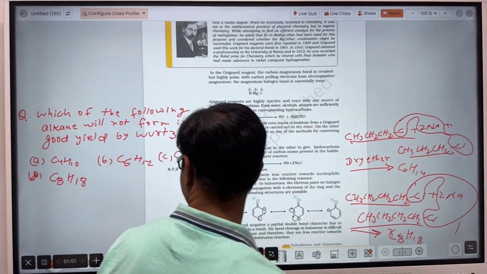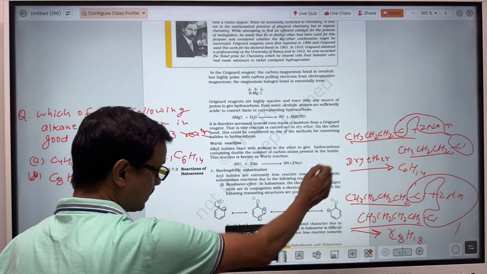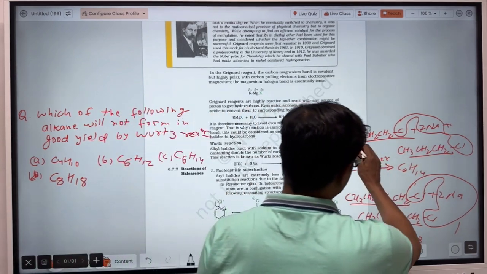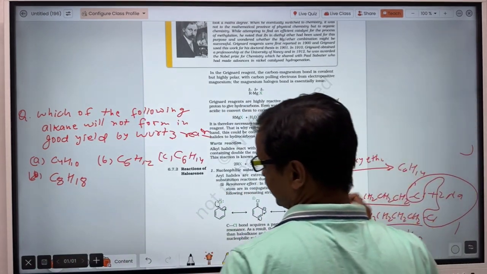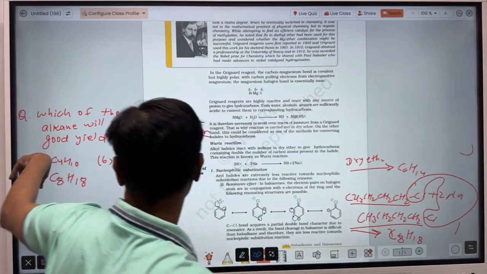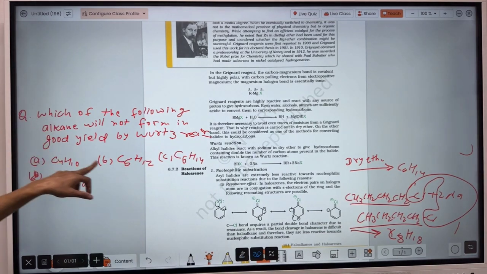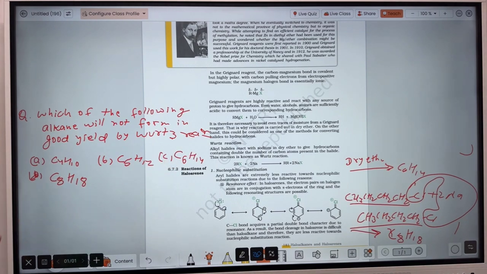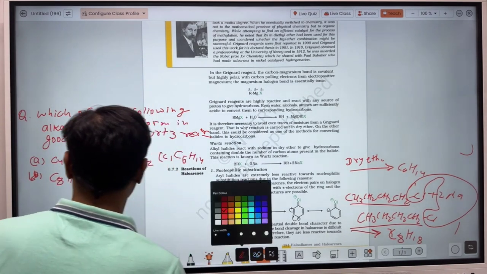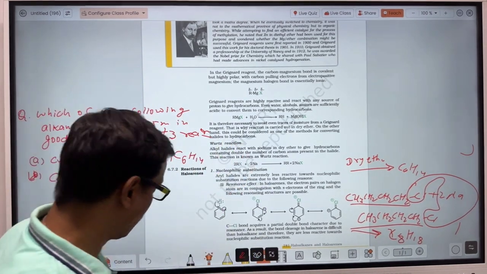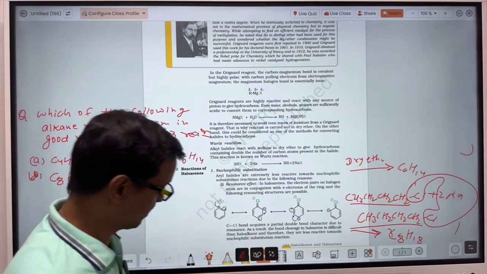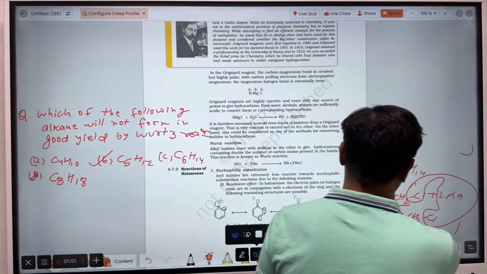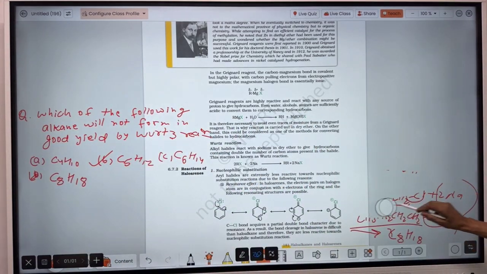So as for example, let's see. To prepare an alkane with an even number of carbon atoms like here, that cannot be formed in good yield. Odd number of carbon atoms, that can be formed in good yield. Here this can form in good yield, and this one can also form in good yield. So the answer is B. But how that will form or not, let's see. I am showing you how this product will form or not.